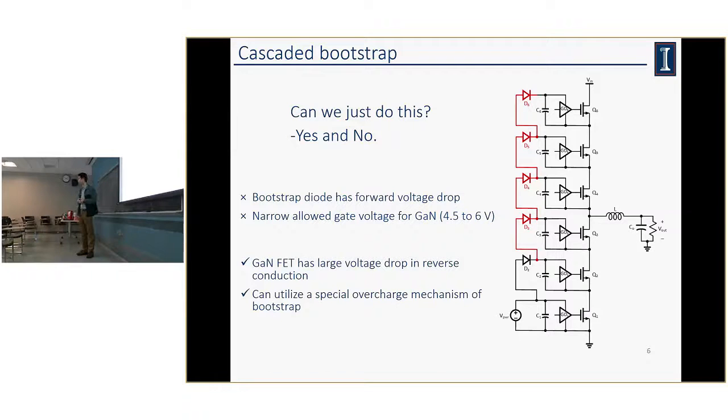But we also see some hope because of certain characteristics of the GaN technology. Although the GaN FET doesn't have a body diode, it has a similar mechanism in reverse conduction mode. It actually has a very large voltage drop in reverse conduction mode, as large as 2 volts. And we can utilize this special mechanism to do some overcharge of the bootstrap operation.